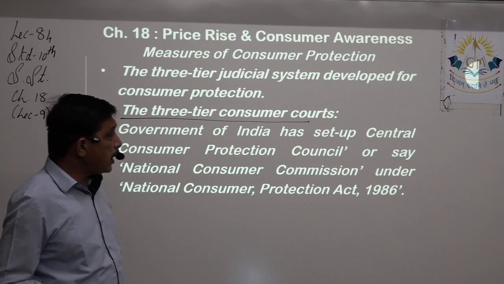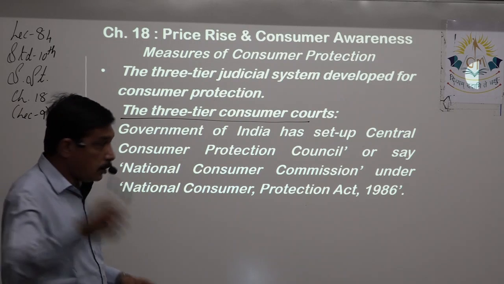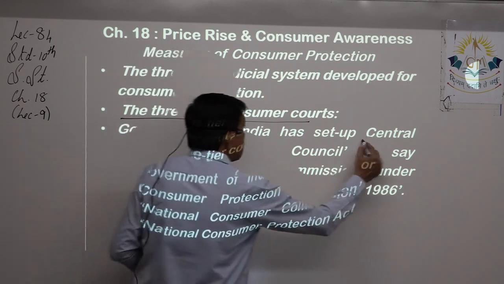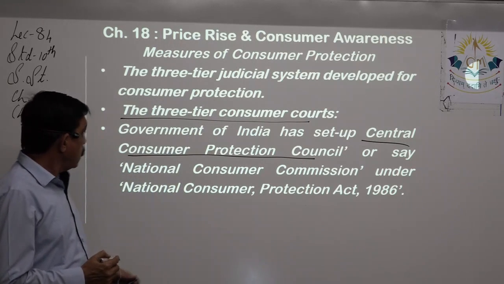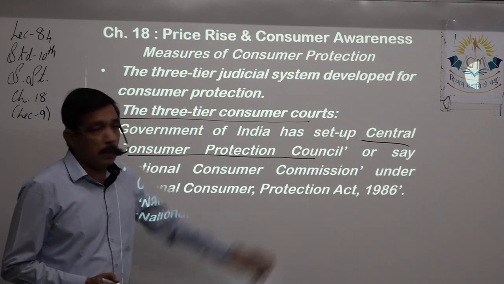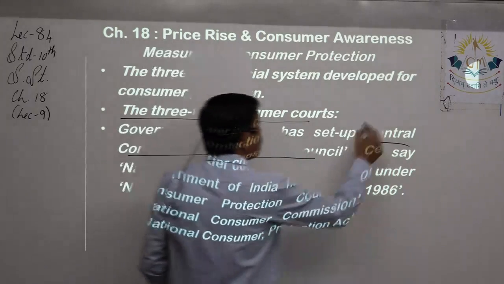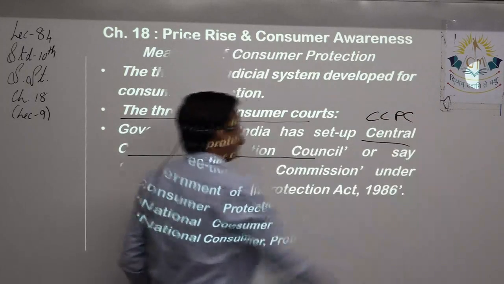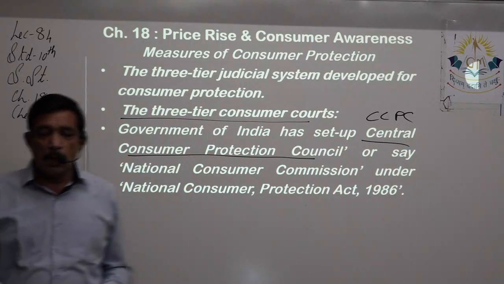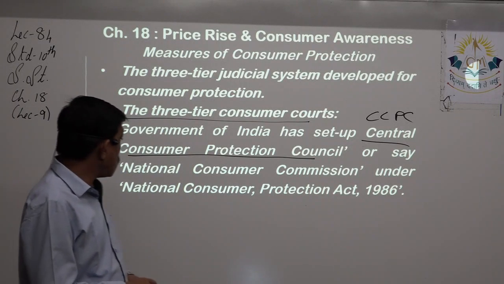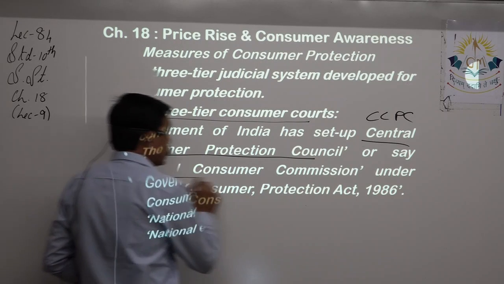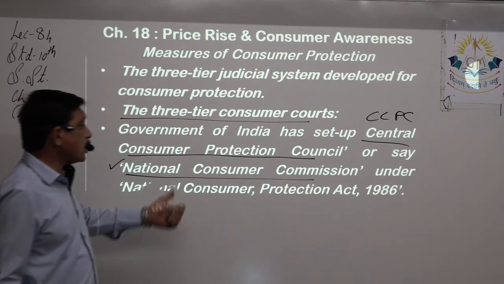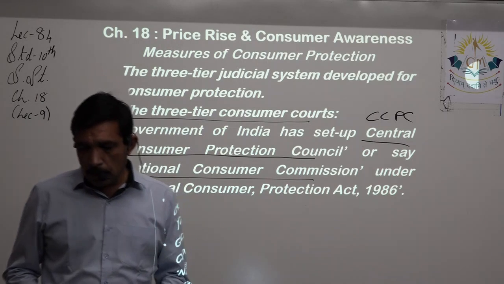Government of India has set up, please underline this also, the Central Consumer Protection Council, CCPC. You can write the short form; it is easier to remember in this way. Or say, this is yet another name, which is used officially, NCC, that is National Consumer Commission.